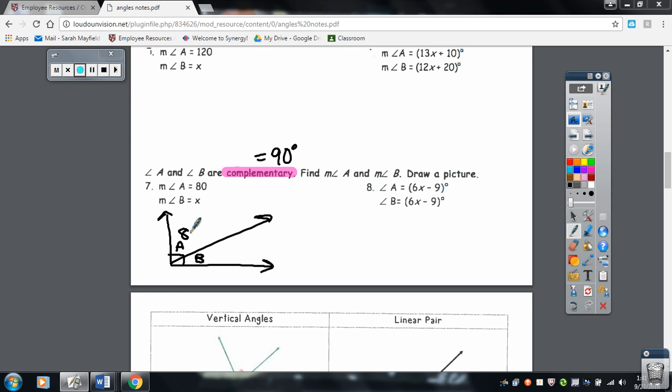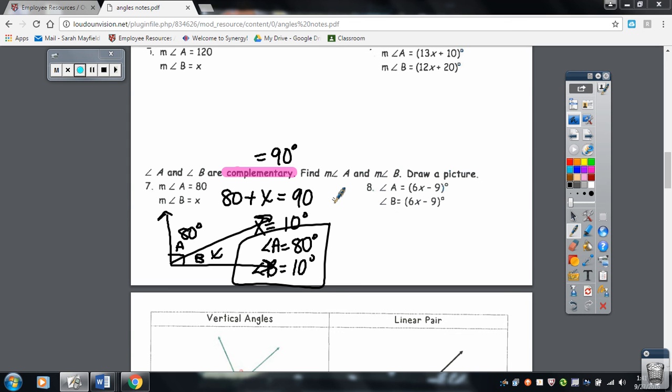So angle A is 80 degrees, angle B is x. So how do I find angle B? Well, I do 80 plus x, and they all together add up to equal 90. So what does x equal? 10 degrees. So angle A is 80 degrees, angle B is 10 degrees.